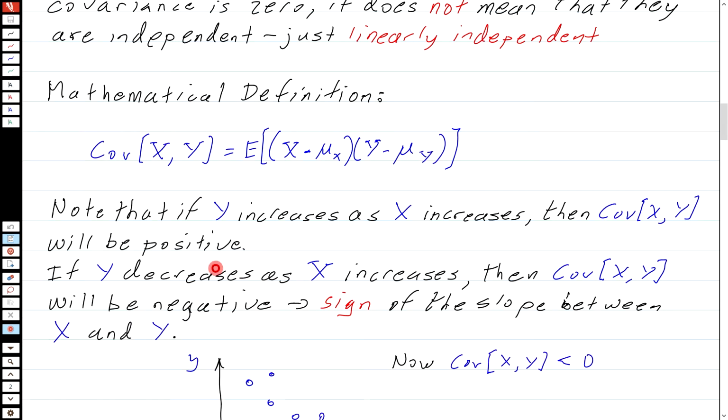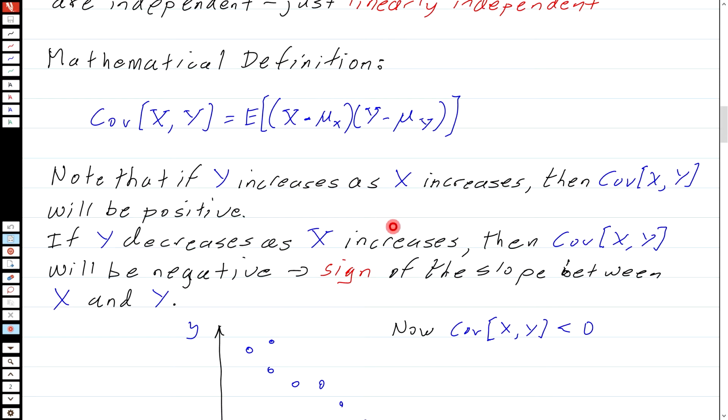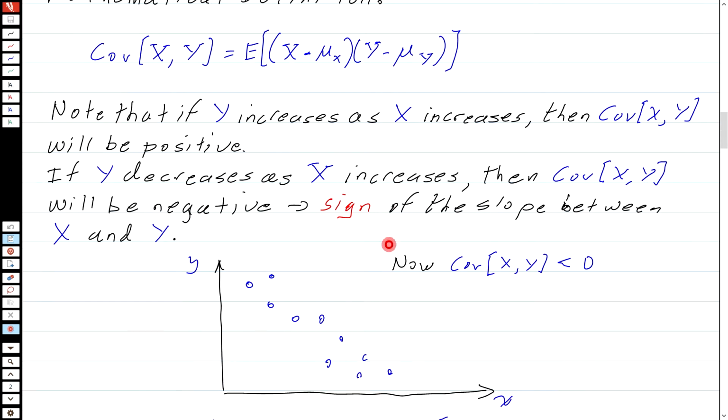Alternatively, if y decreases as x increases, then the opposite happens. If x is big, this term is positive, but y will be small, and this is negative. So positive times negative gives negative, and vice versa. If x is small, y is big, and that product, again, becomes negative. In general, the sign of the covariance is the sign of the slope between x and y. So if I see something like this, then the covariance is going to be negative.